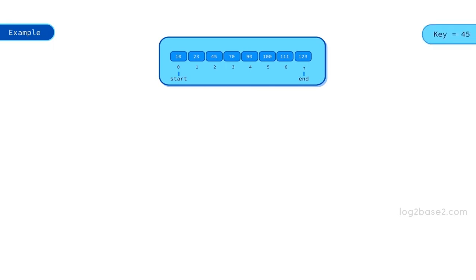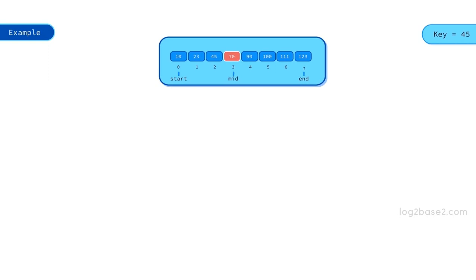So what will binary search algorithm do? It will calculate the middle index, and if the middle index matches the key, the search is found. Otherwise, it will skip on the subarray and do the same process until it finds the element. Here, the start index is 0 and end index is 7. So middle index will be (0 + 7) / 2, which is 3. So check if index 3 has the value 45. And it is not. Index 3 has the value 70.